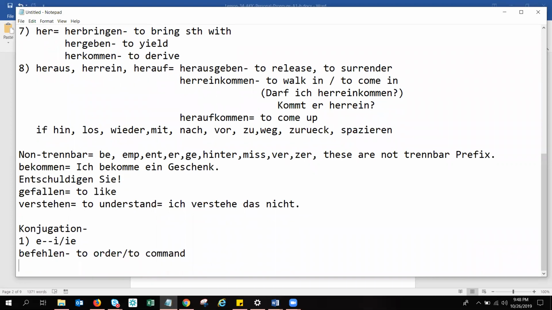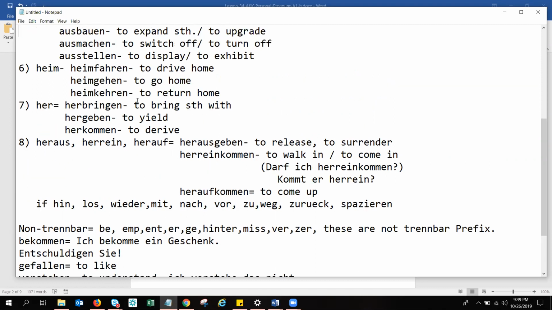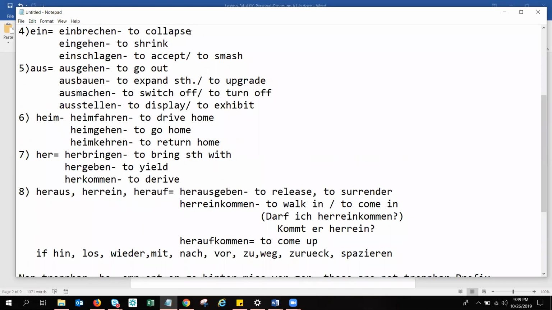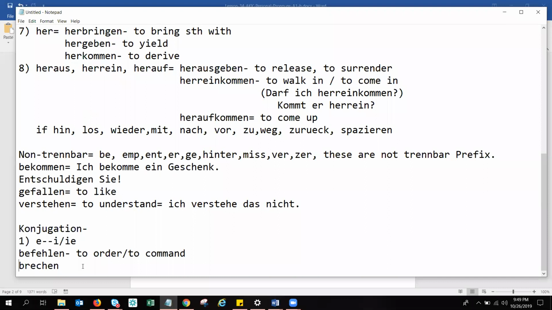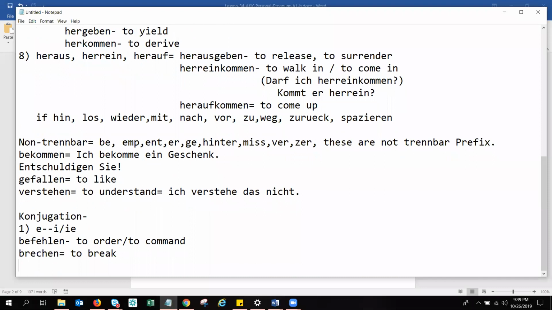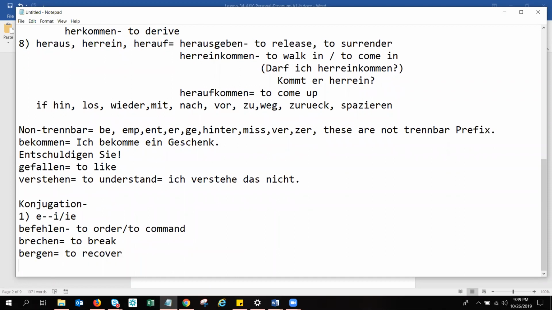Then we have the verb brechen. Brechen is, so you can see somewhere here I have written einbrechen. Here einbrechen is to collapse and brechen is to break. Okay, so there is a different meaning if it is a trennbar verb. If we put prefixes, the meaning will be changed. Brechen is to break. Bergen. Bergen means to recover. Then we have bersten. Bersten is to burst.